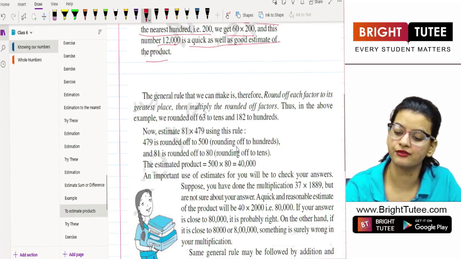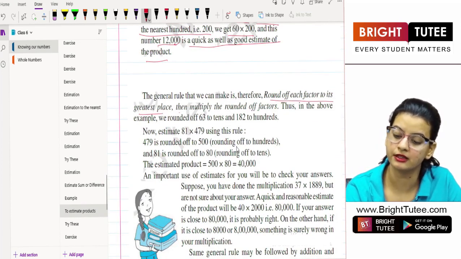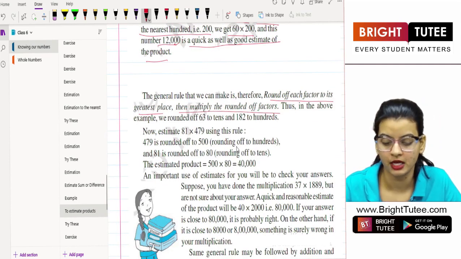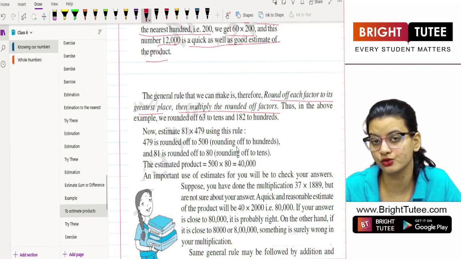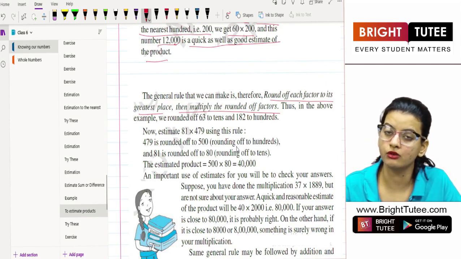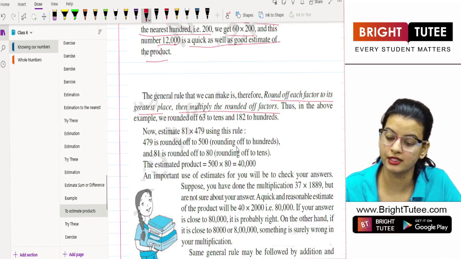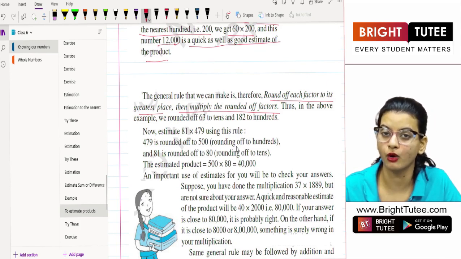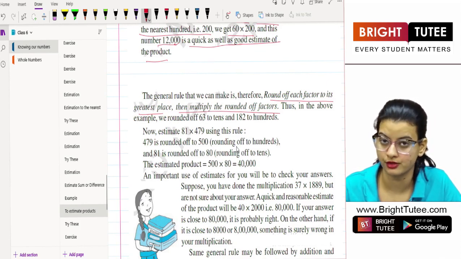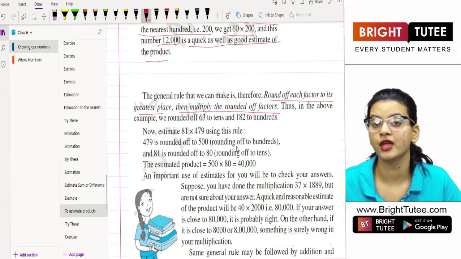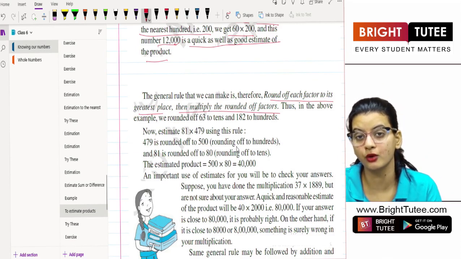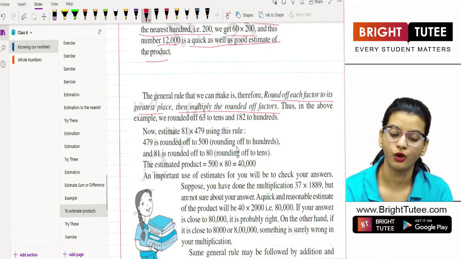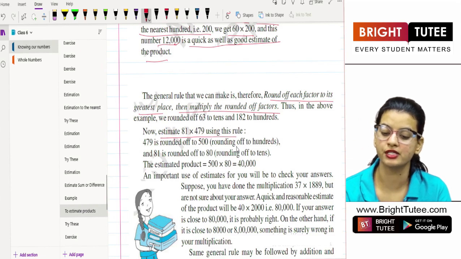The general rule that we can make is therefore, round off each factor to its greatest place, then multiply the rounded off factors. Thus, in the above example, we rounded off 63 to tens and 182 to hundreds. So, you have to round off the number to the greatest place. If it was a 4-digit number, then round it off to 1000. If it was a 5-digit number, then round it off to 10,000.